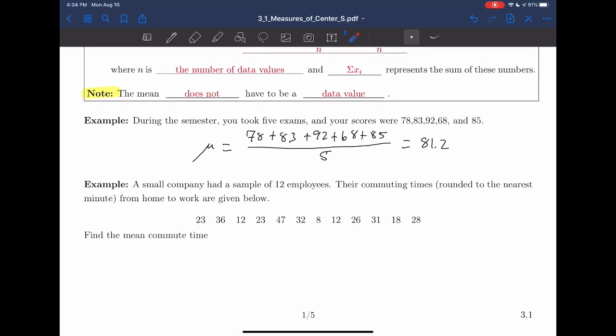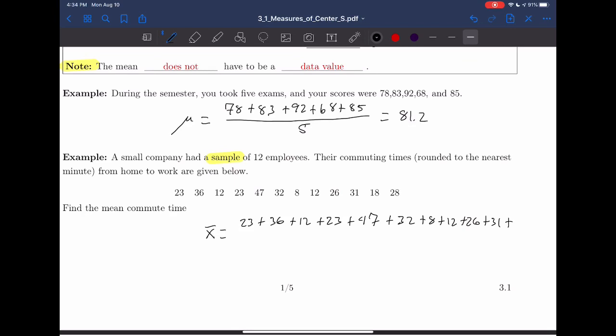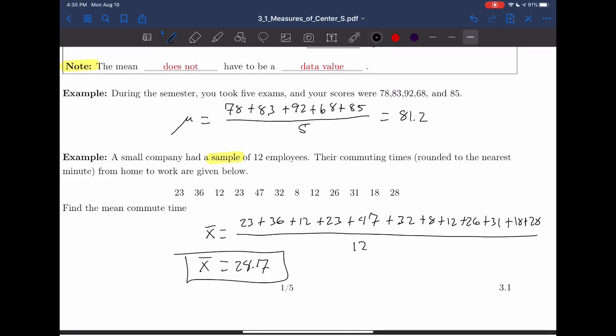So let's consider this example. Notice that the word sample is in here, so that gives you an idea that we're dealing with a sample mean, so we have to use x bar. This is the sum of all our data values divided by the total number of observations in your data set, which is 12 because there are 12 employees. This gives us 24.7.